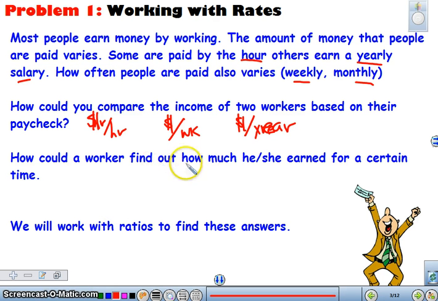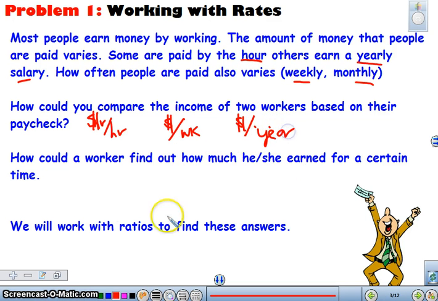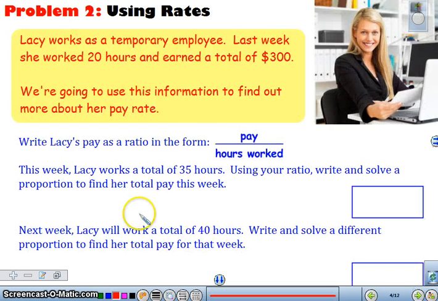It says, how could a worker find out how much he has earned for a certain time? And again, we would need to know the number of hours or the number of weeks you've worked, or in this case, how much you're getting paid per year to find that certain amount. So it says we will be working with ratios to find all of these answers as we look at this lesson, using rates.